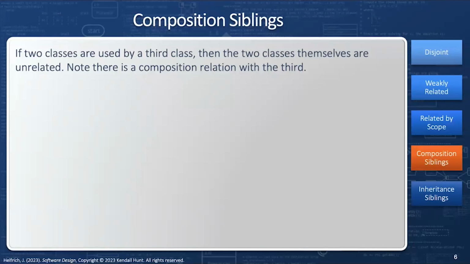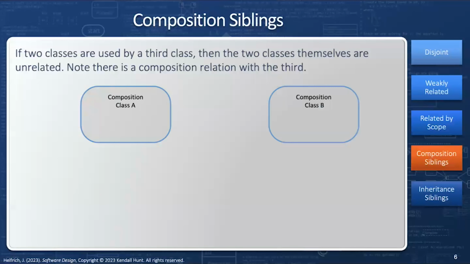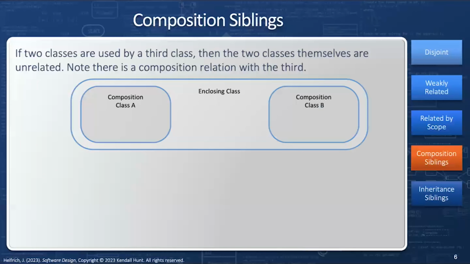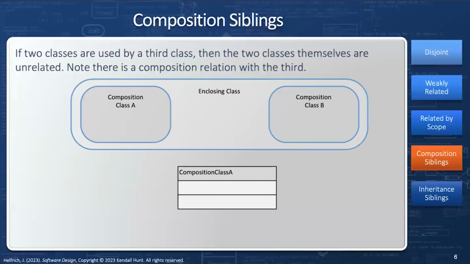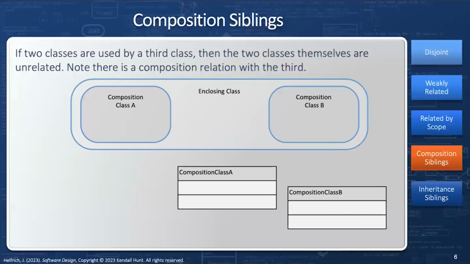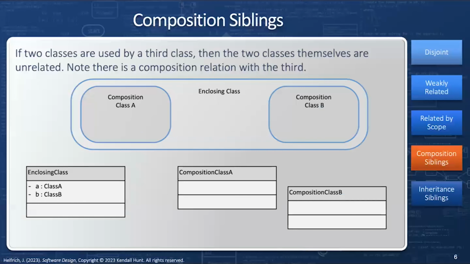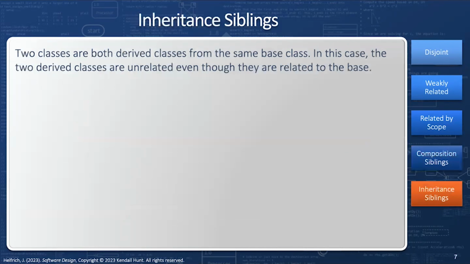If 2 classes are used by a third class, then the 2 classes themselves are unrelated. Note that there is a composition relation with the third. So I have composition class A and composition class B, and both of them are used by the enclosing class. A and B are unrelated. So in the class diagram, I'm going to have composition class A and composition class B, once again, unrelated. But now the enclosing class is going to have an instance of A and B. So A and B are unrelated, although A is related to the enclosing class and B is related to the enclosing class as well.